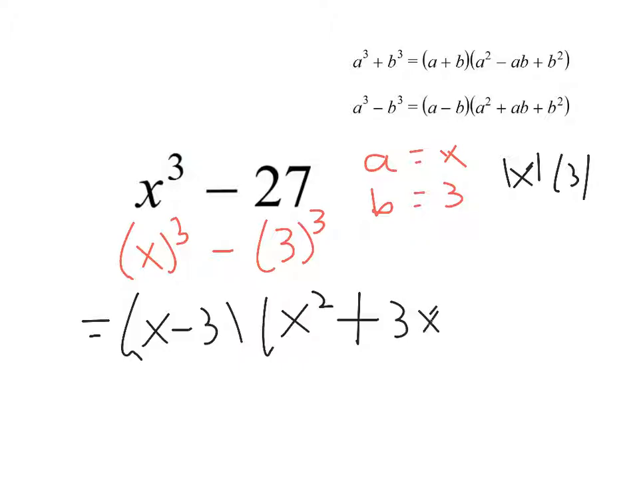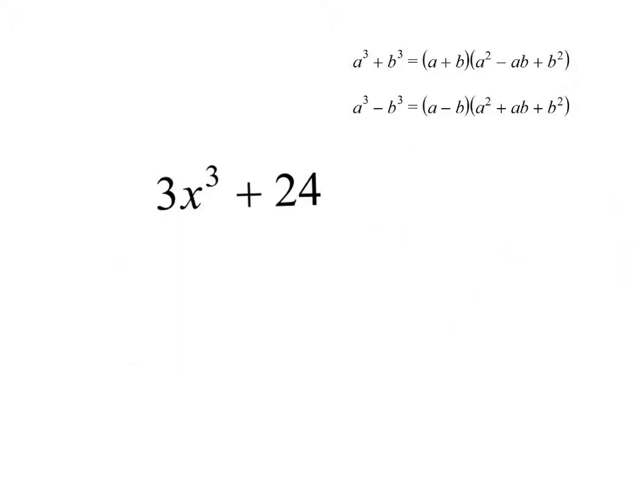Okay. And our b squared is 3 squared. So 3 squared will be 9. So 9 will be here. And we are done. We're set. So x cubed minus 27 equals x minus 3 times x squared plus 3x plus 9. So we're ready for the next example.